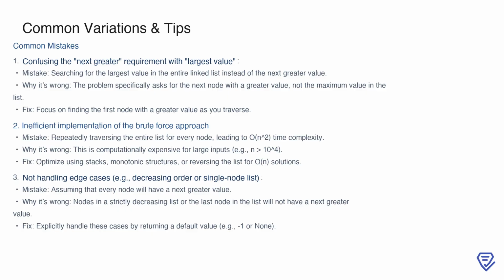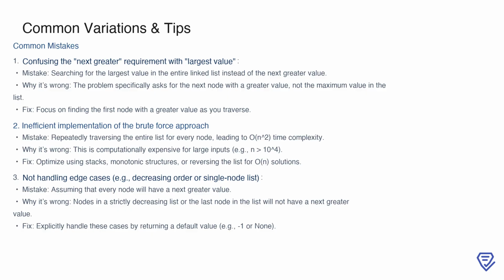Second, an inefficient brute force implementation is another pitfall. Repeatedly traversing the list for every node results in an O(n²) time complexity, which becomes computationally expensive for larger inputs. Instead, optimize your approach using techniques like stacks, monotonic structures, or reverse traversal to achieve O(n) efficiency.